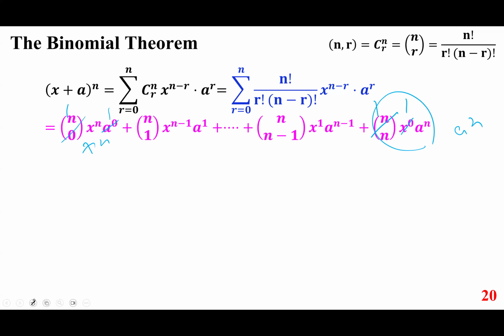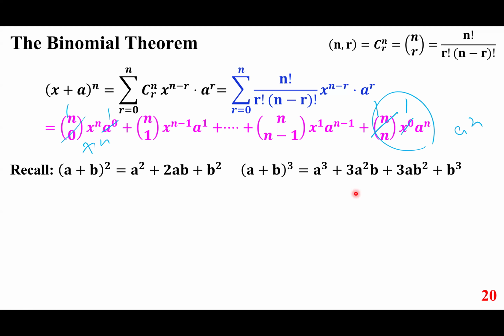A couple of those that we have seen in algebra. a plus b squared is a squared plus 2ab plus b squared. a plus b cubed is a cubed plus 3a squared b plus 3ab squared plus b cubed. That's another one. I hope you remember those. They come from this. Now, of course, if the exponent is larger, then this is how you do the expansion.